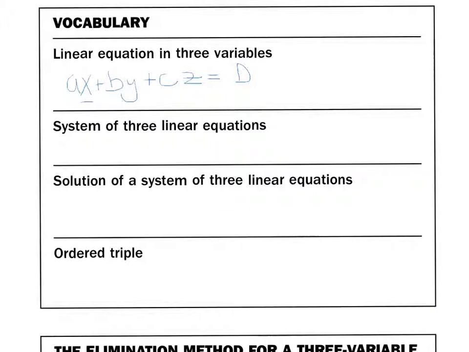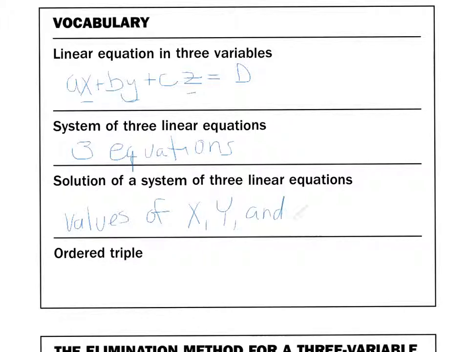Well, if we have 3 variables, then we need 3 equations to solve that. So you have to have 3 equations. And the answer to those 3 equations is the values of x, y, and z that makes each equation true. We call that the solution. We call it an ordered triple this time because there are 3 values, x, y, and z value.